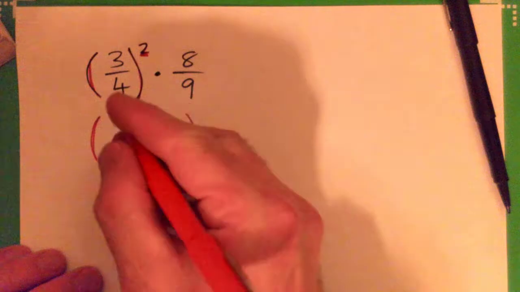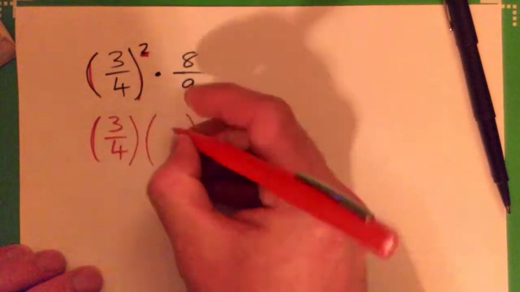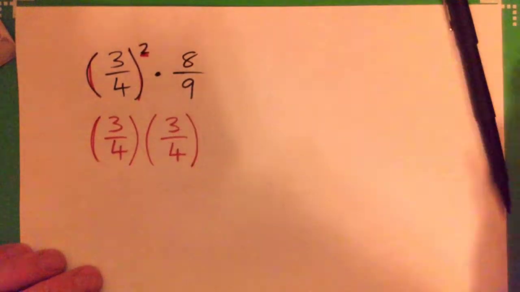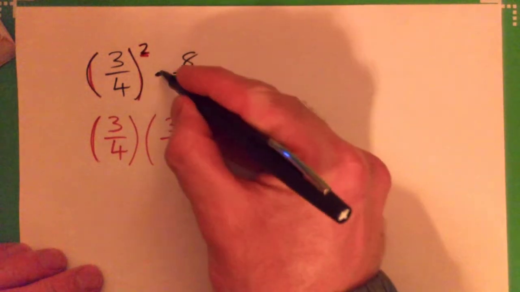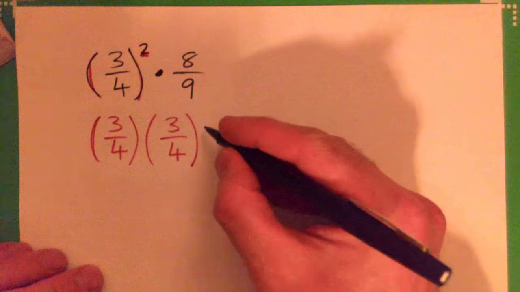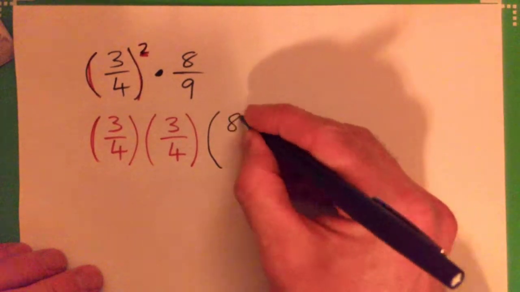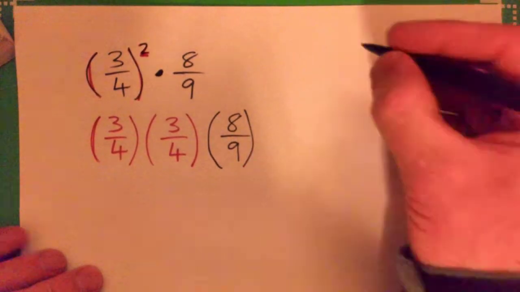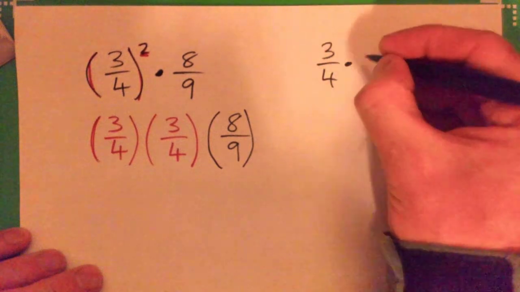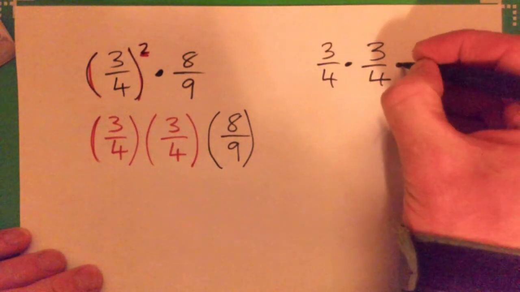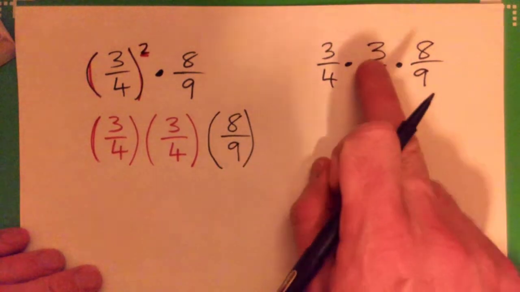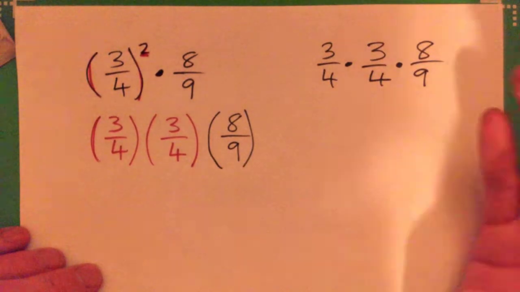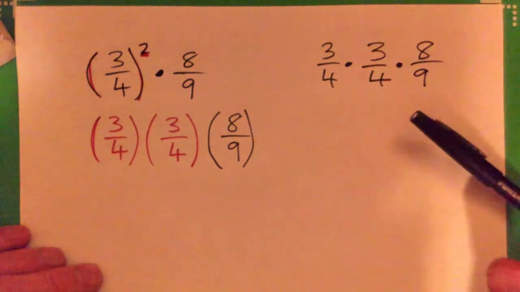And so we just go 3/4 times 3/4. Are we okay with how to deal with the squared, right? And this is a multiplication dot. We can also just multiply by going multiply by 8 over 9. It doesn't matter. You could have written it this way: 3 over 4 times 3 over 4 times 8 over 9. It's just another way of writing multiply. Parentheses. Product dot. Nobody cares. That's not the point.